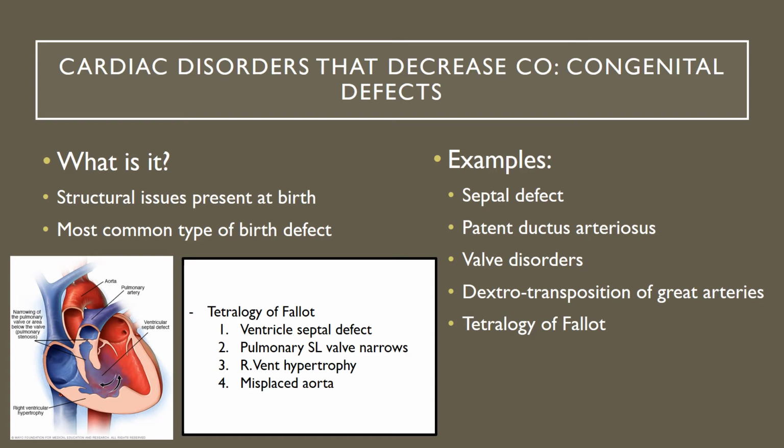And we also have a misplaced aorta. Now, what does this mean? This means that the aorta is closer down towards this ventricular septal defect, and so now when the right ventricle contracts, we get deoxygenated blood moving up into the aorta. Okay. And so this condition can vary pretty considerably, and so the defect really has various ways it can manifest.